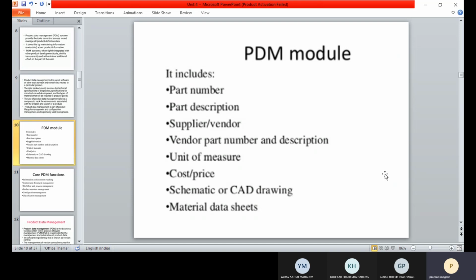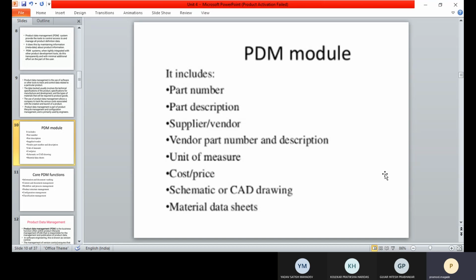There is a mention of that particular part number, because in industry it is not that only a single part can be manufactured. No, even in a small scale industry there is a part number and part description. Suppose the part number is 7, and the part description is related to the gearbox, with supplier or vendor Tata Motors, vendor part number and description. Whenever we are giving this, that number should be different so that we can easily recognize the things.